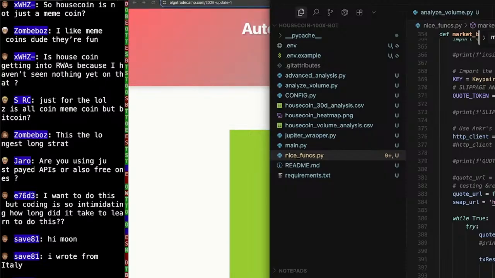Is this an open source repository? I'll make it open source after I finish it.